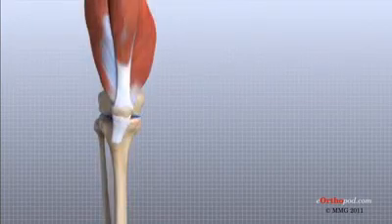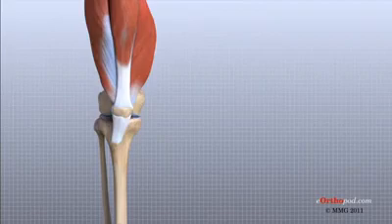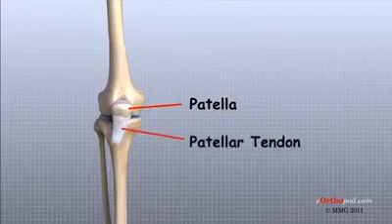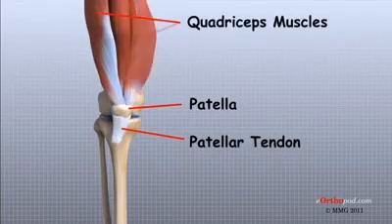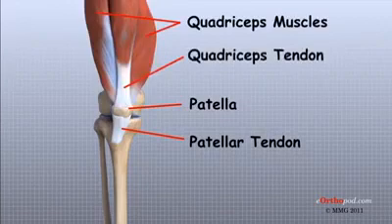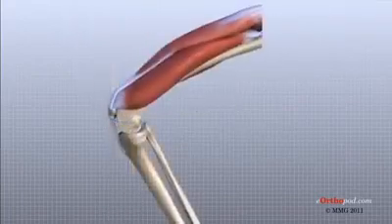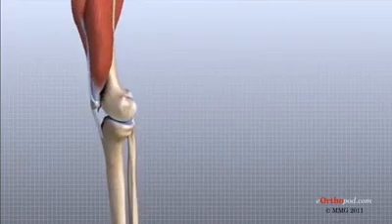The extensor mechanism is the motor that drives the knee joint and allows us to walk. It sits in front of the knee joint and is made up of the patella, the patellar tendon, the quadriceps tendon, and the quadriceps muscles. The four quadriceps muscles in front of the thigh are the muscles that attach to the quadriceps tendon. When these muscles contract, they straighten the knee joint, such as when you get up from a squatting position.